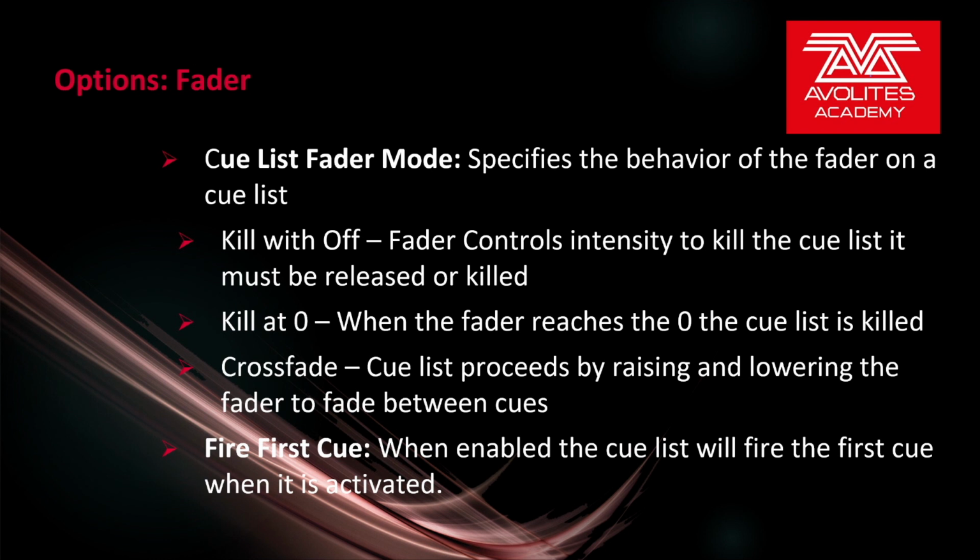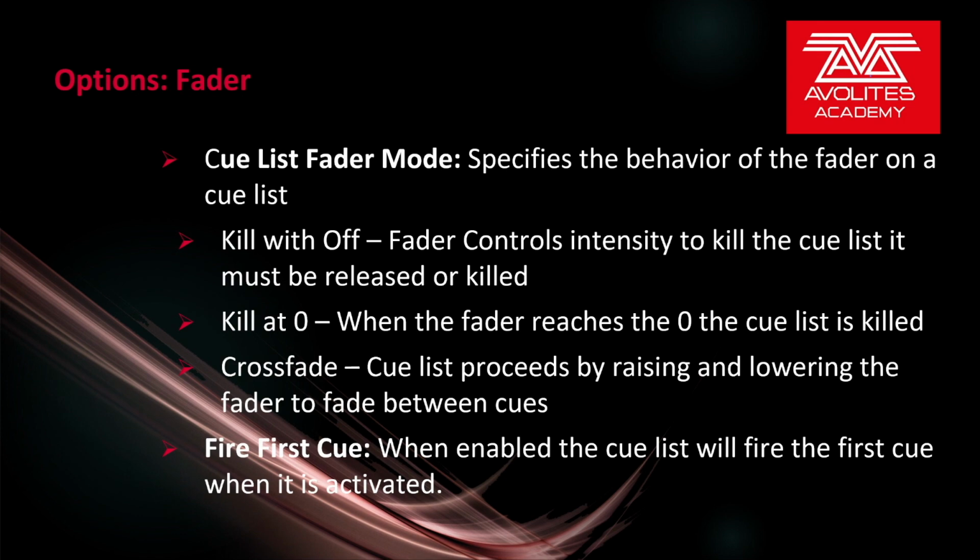Continuing on to the fader tab, cue list fader mode specifies the behavior of the fader on a cue list. Intensity, kill with off: fader controls intensity. To kill the cue list, it must be released or killed. Kill at 0: when the fader reaches 0, the cue list is killed. Crossfade: the cue list proceeds by raising and lowering the fader to fade between cues. Fire first cue: when enabled, the cue list will fire its first cue when it is activated.